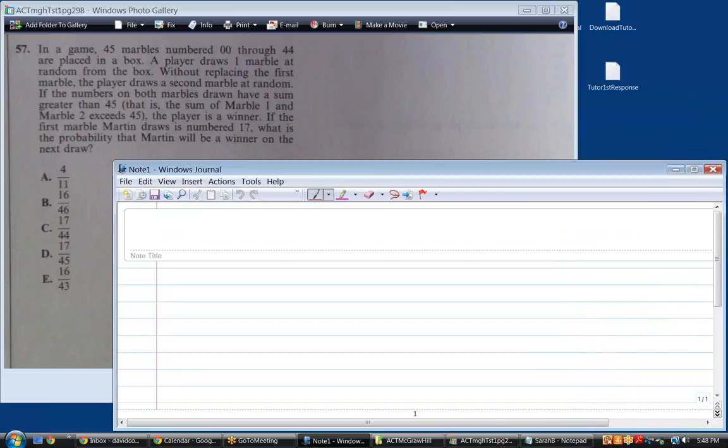So what does the number on the second ball have to be greater than? It has to be greater than like 30 something. Well, figure it out exactly. Greater than 28, I think. So it has to be 29 or higher, right? Up to 44.